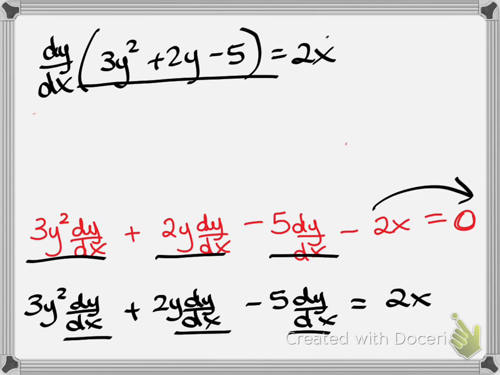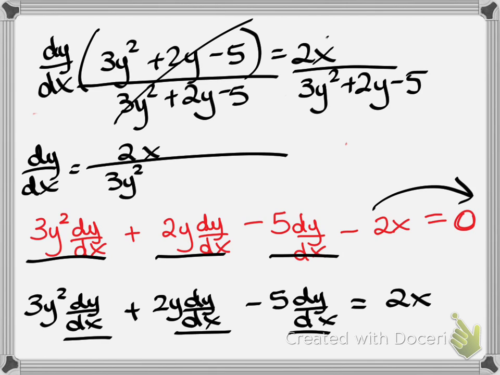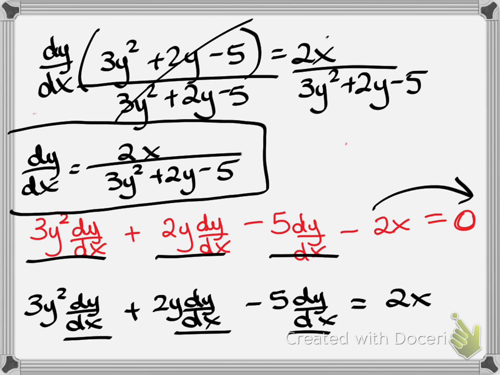The last step said get it by itself, solve for dy dx. So we just need to divide by this on both sides. And that gets it out of this side and divide over here. So dy dx equals 2x over 3y squared plus 2y minus 5. And that is your answer. That is finding your derivative implicitly. Okay, let's see if we can do another one.